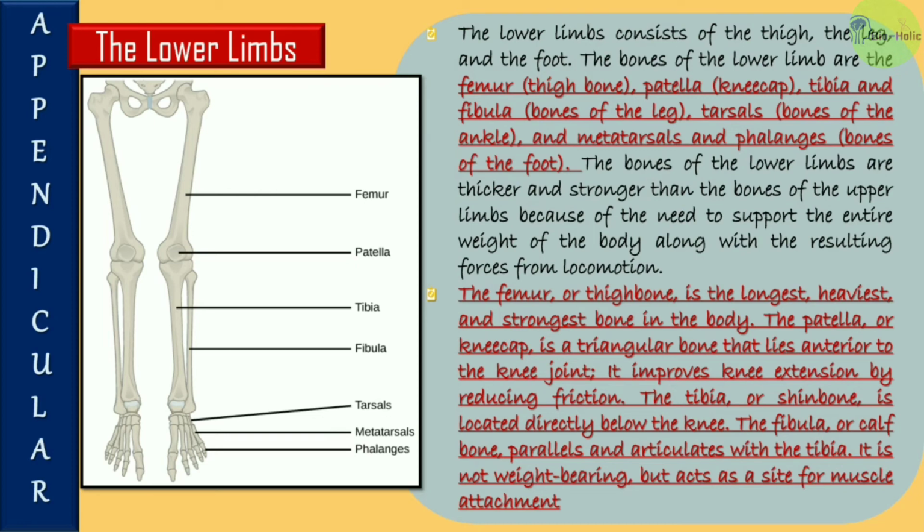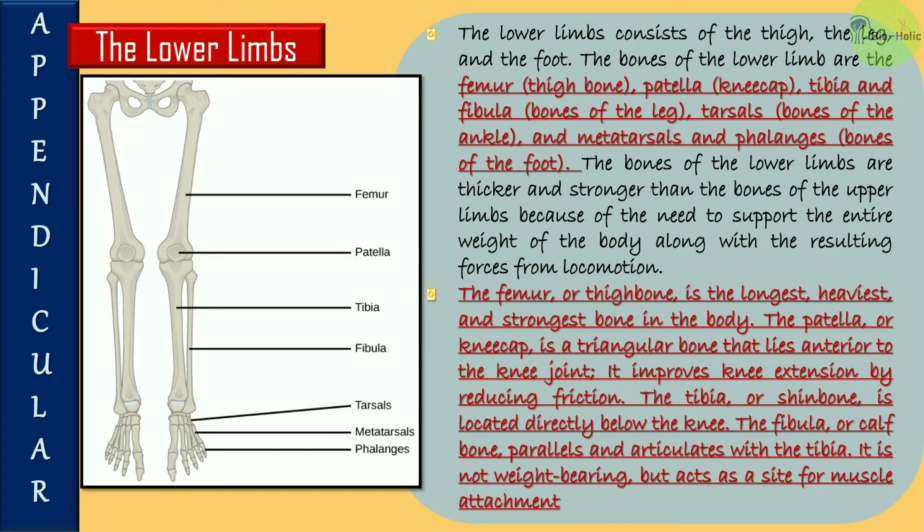of the foot. One thing you should remember is that the bones of the lower limbs are thicker and stronger than the bones of the upper limbs because of the need to support the entire weight of the body along with the resulting forces from locomotion. The femur or thigh bone is the longest, heaviest and strongest bone in the body. It is very important information.